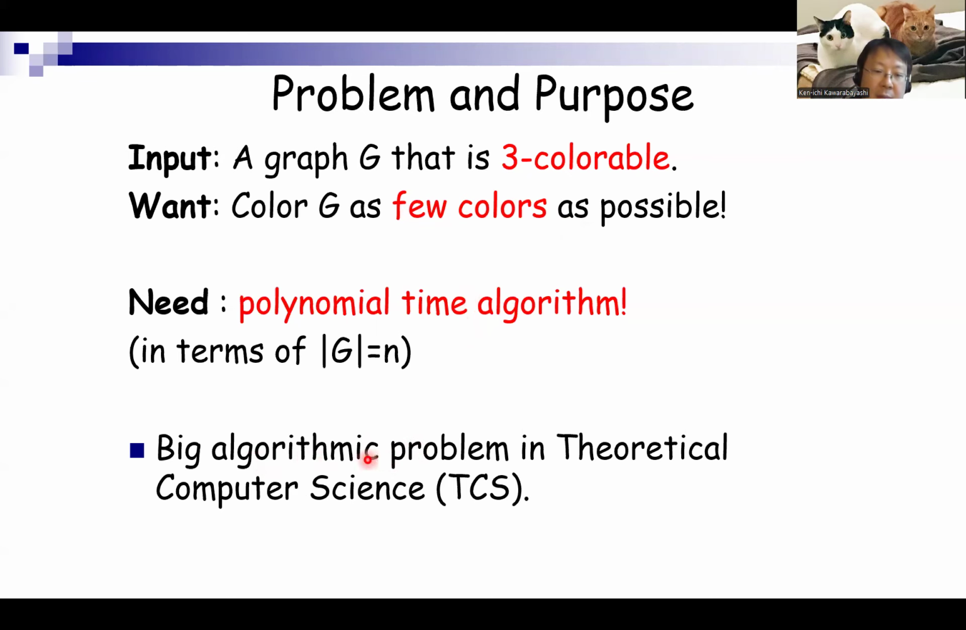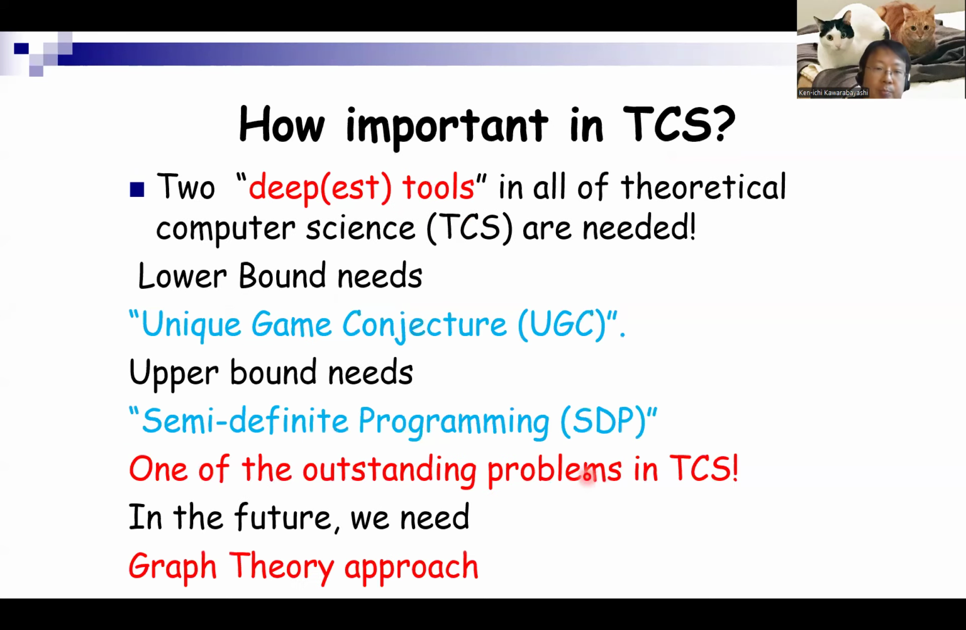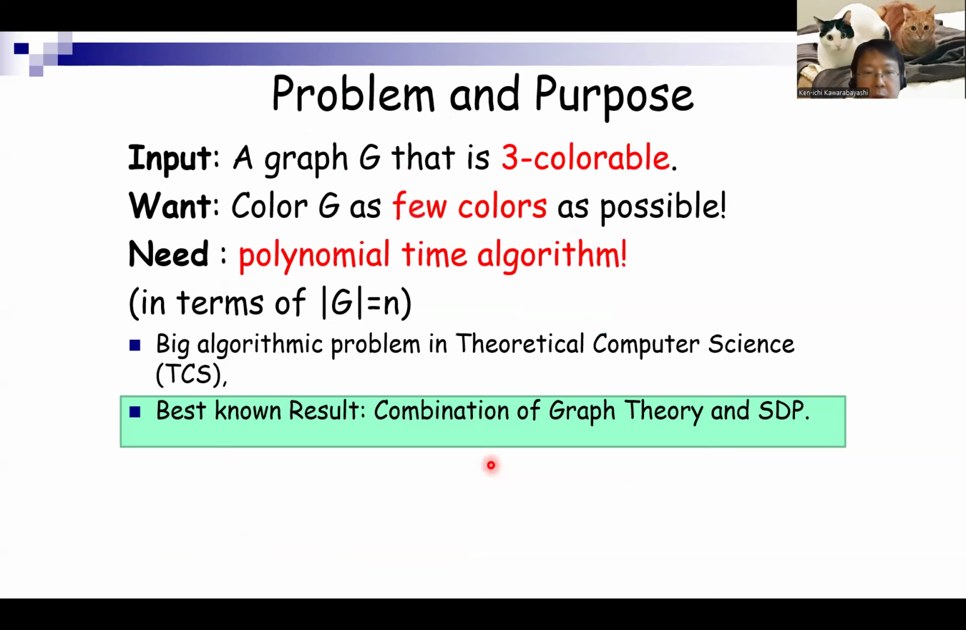It turns out that this problem is one of the biggest algorithmic problems in theoretical computer science, because firstly, two of the deepest tools in all of theoretical computer science are needed. Namely, for the lower bound, we need something like the unique games conjecture, and for the upper bound, we need semidefinite programming techniques. That's why I'm saying it's one of the outstanding problems in TCS. And in the future, we will definitely need a graph theory approach. And this is what we are going to talk about.